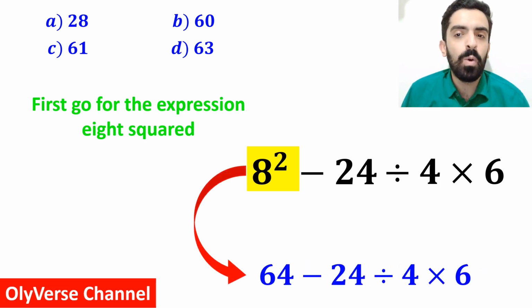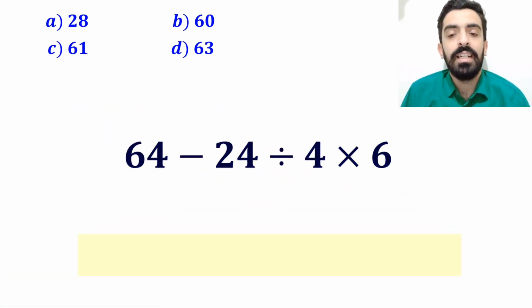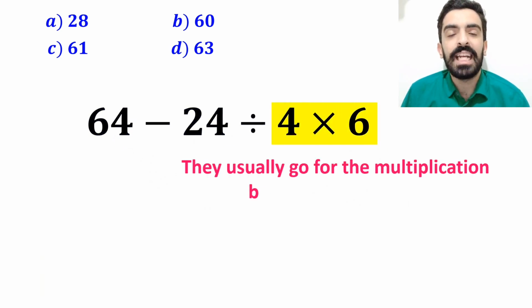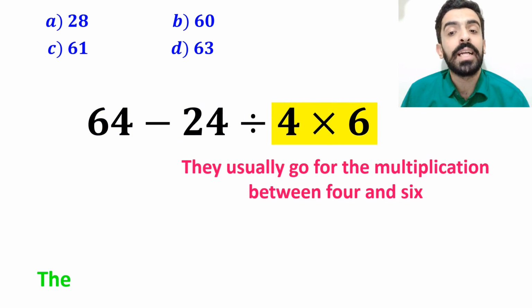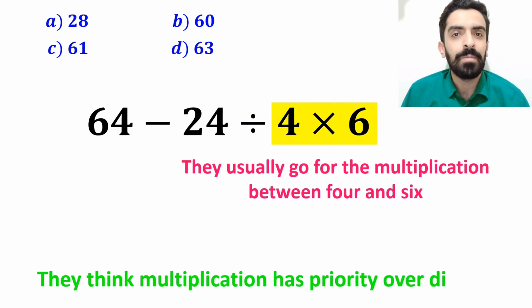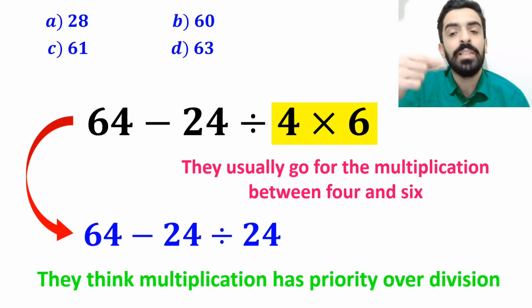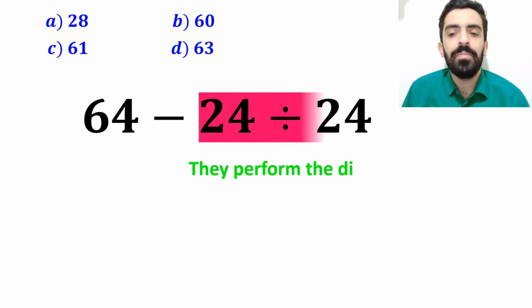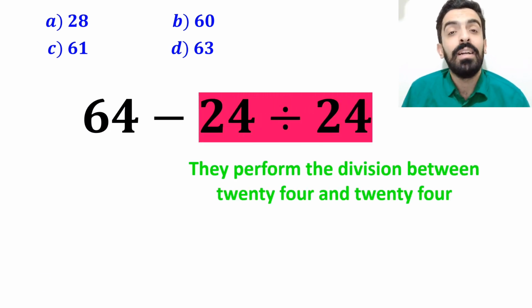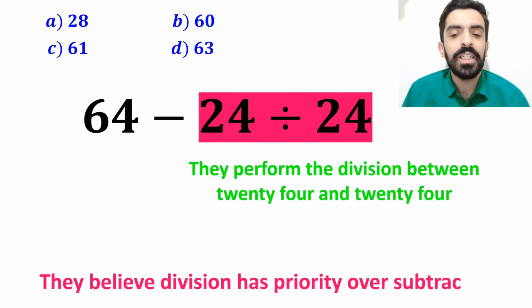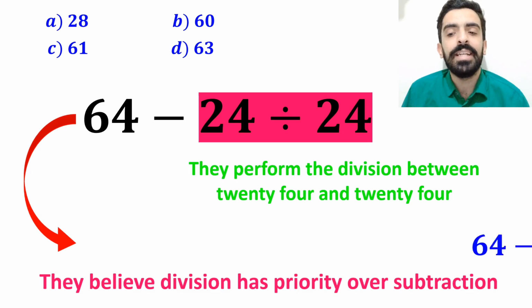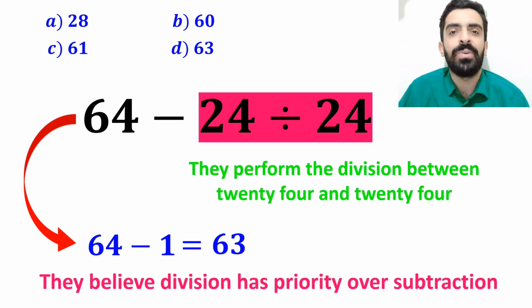they simplify to 64 minus 24 divided by 4 multiplied by 6. And the next step, they usually go for the multiplication between 4 and 6 because they think multiplication has priority over division. So, they rewrite this expression as 64 minus 24 divided by 24. Next, they perform the division between 24 and 24 since they believe division has priority over subtraction. And they rewrite this expression as 64 minus 1, which finally gives them the answer 63.